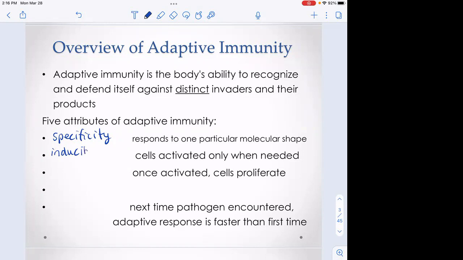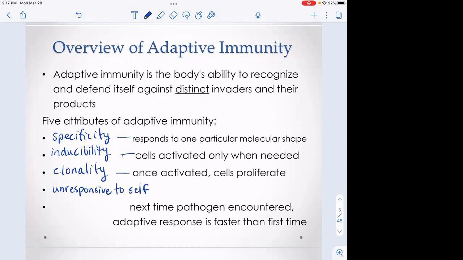So, inducibility. Those cells that recognize stingray venom would get activated, and then they would make more of themselves. We call that attribute clonality. Once activated, they're going to make a lot more of themselves. If everything's working the way it should, the cells of our adaptive immunity should be unresponsive to self.